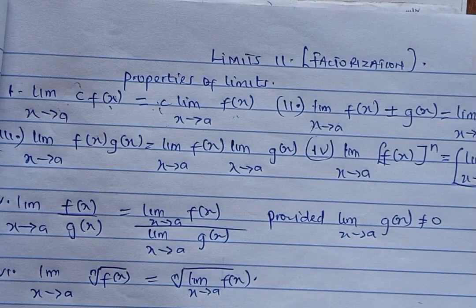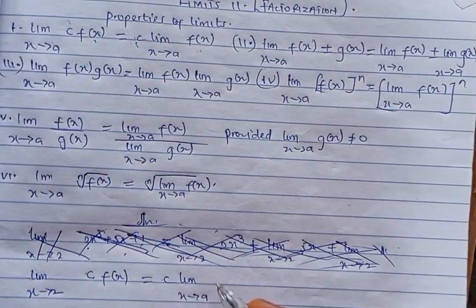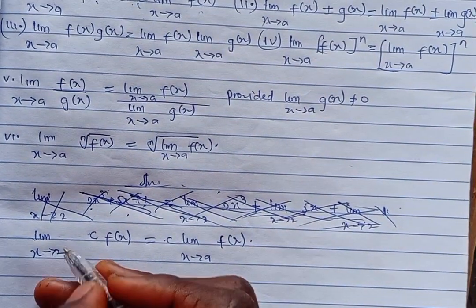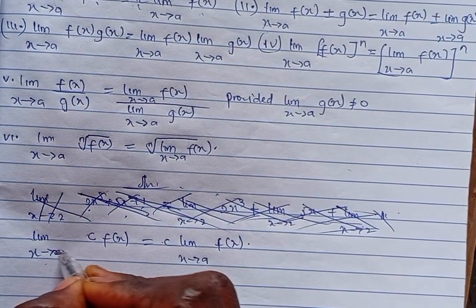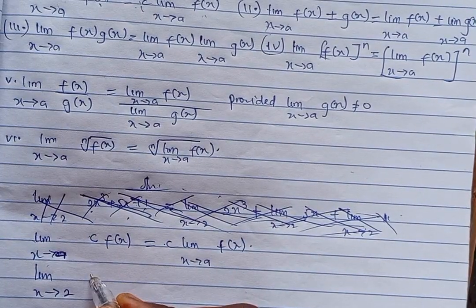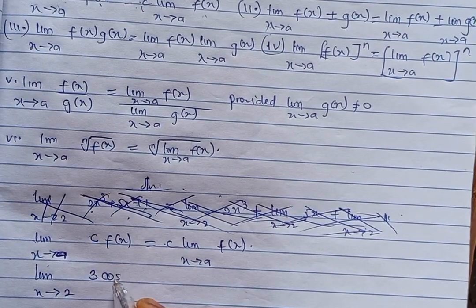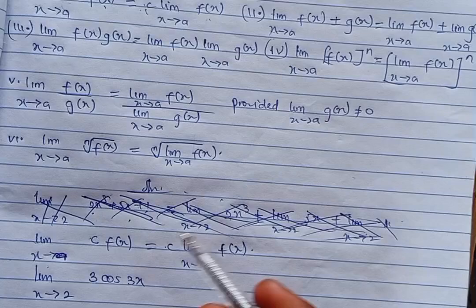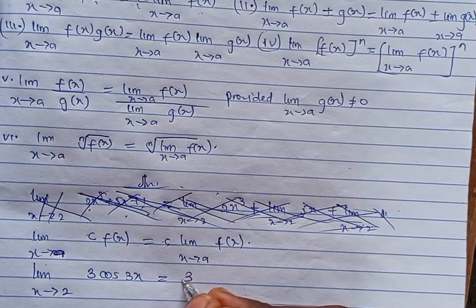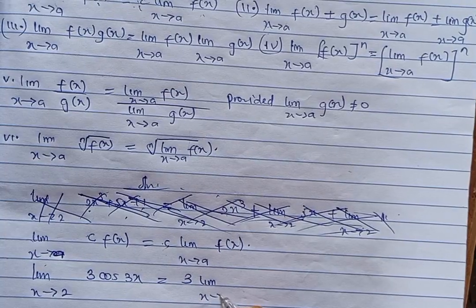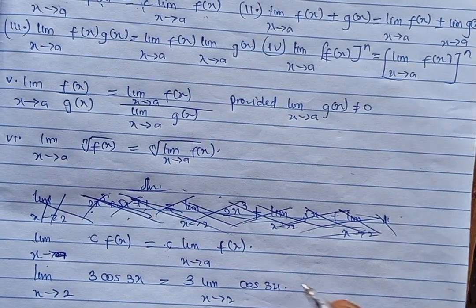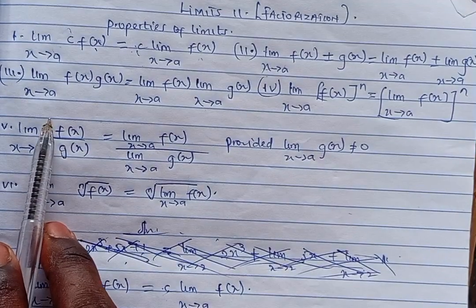Okay, this is the first one. Let me make an illustration. Let's say we have to find the limit as x tends to 2 of 3 cos 3x. The property states that I can bring out the constant. So you can say 3 times the limit as x tends to 2 of cos 3x. So that's what this first property is telling us.